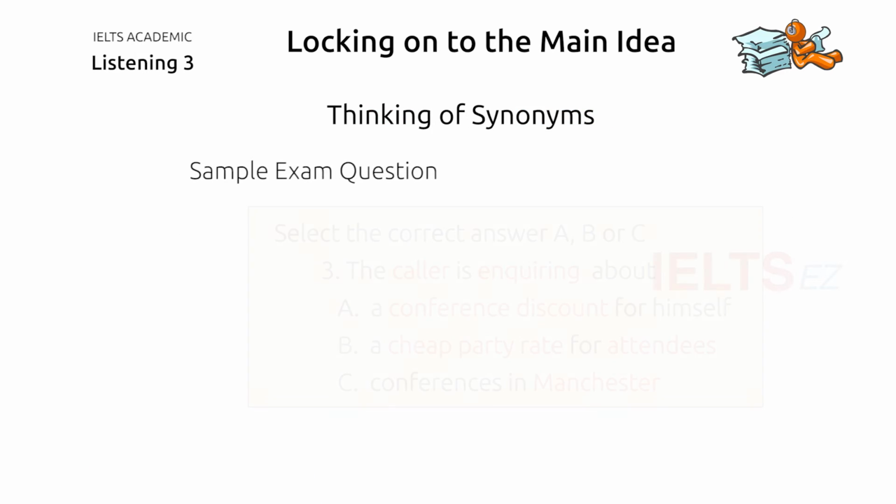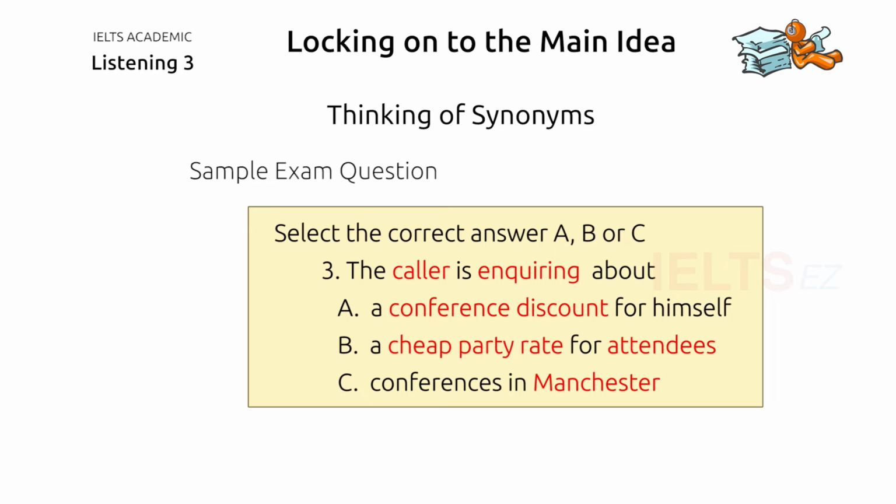Let's look again at the example test question we looked at previously. We've already decided that the main idea is probably something to do with making a booking at a conference. Probably a booking at a conference hotel. We've also highlighted the keywords which we decided were caller, enquiring, conference, discount, cheap party rate, attendees and Manchester. Now before you hear the audio, think about possible synonyms for these words.